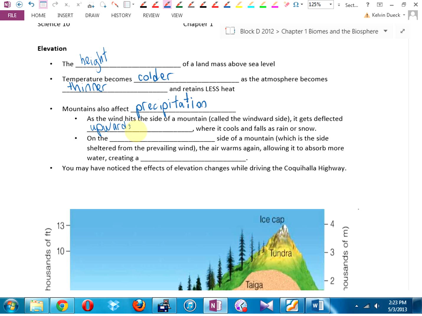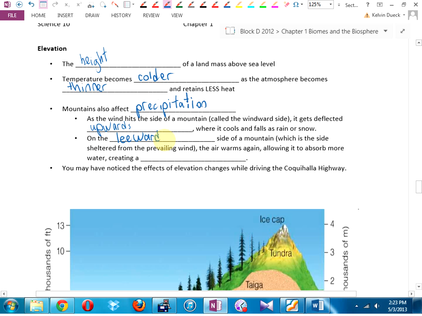And not only that, because there's an ocean over there, the wind that's blowing has plenty of water in it because it can evaporate the water as it blows over the ocean. So it's a moist, warm wind that gets deflected up. Also, on the opposite of windward, here's your new word. Leeward, that's the opposite of windward, side of the mountain. That's the side sheltered from the prevailing wind.